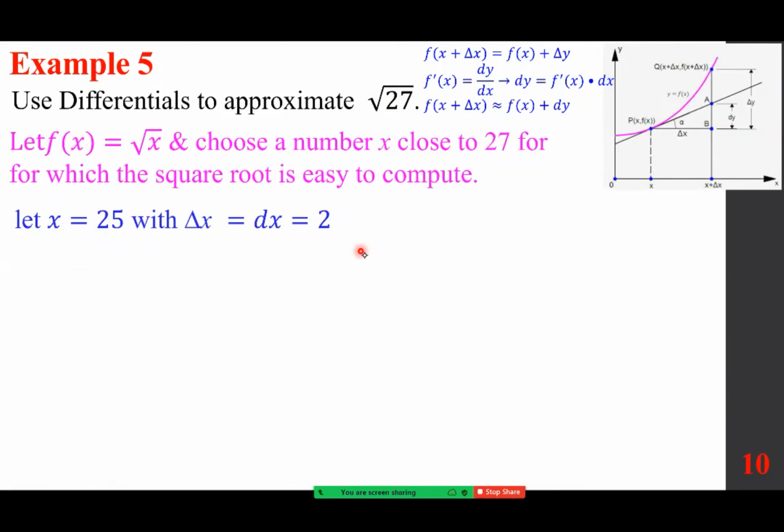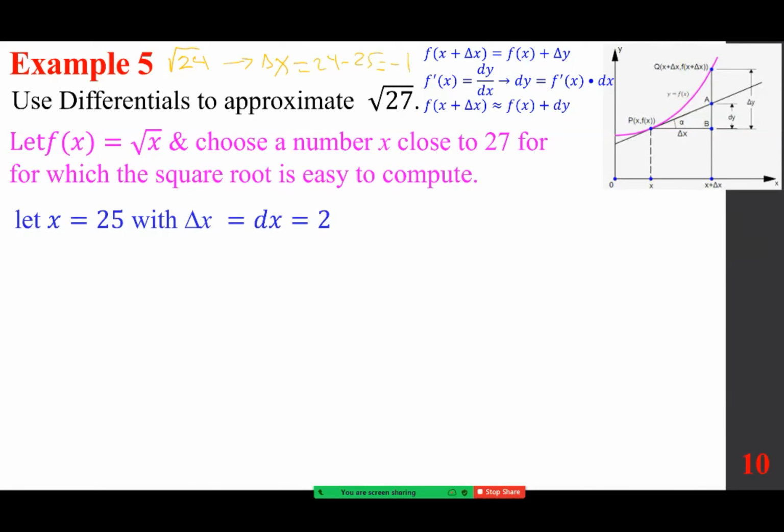Now, again, I want to make sure you understand that if, for the sake of argument, we are interested in square root of 24, we choose exactly the same thing. The difference is delta x will be 24 minus 25, which is negative 1. So pay attention to the sign, everybody.